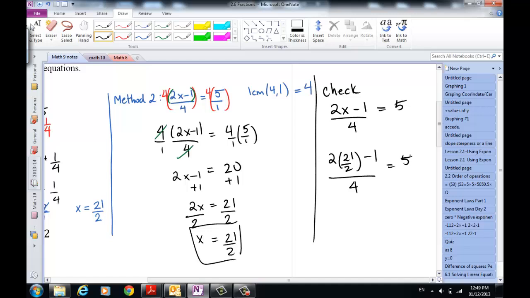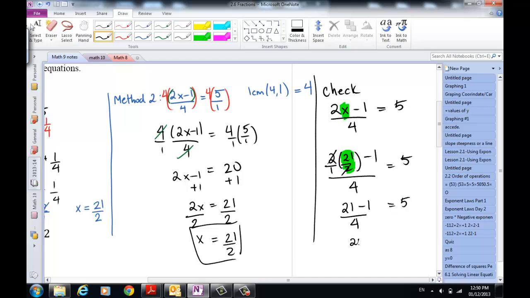So now over here, this is where my x was, just so that we're all aware. I'm going to write this over 1. The nice thing here is that the 2's are going to cancel out. So now I'm left with 21 minus 1 over 4 is equal to 5.